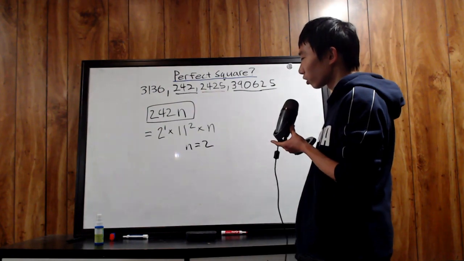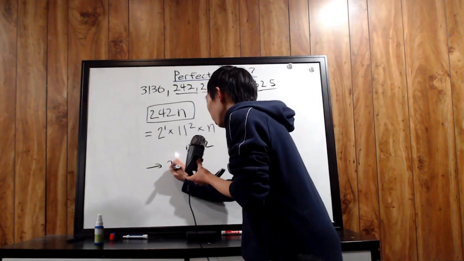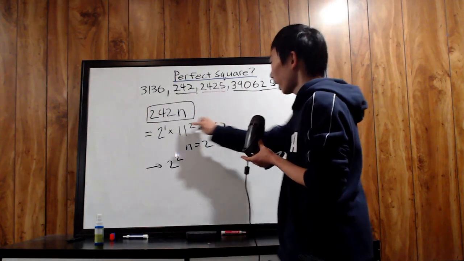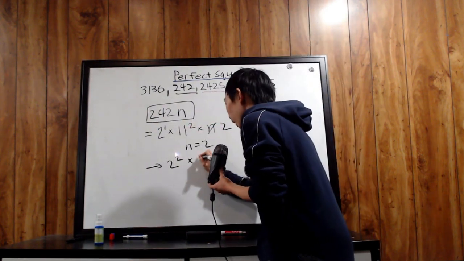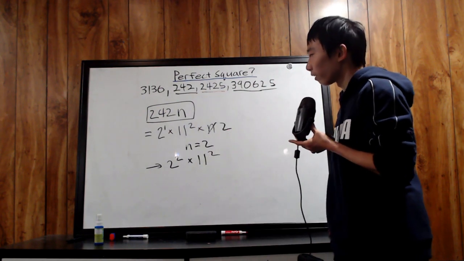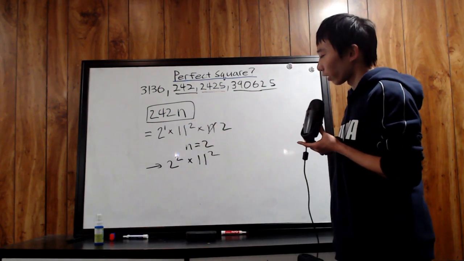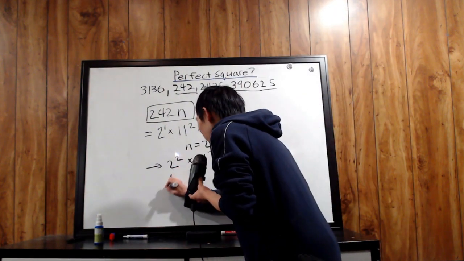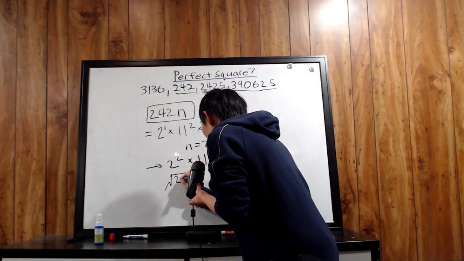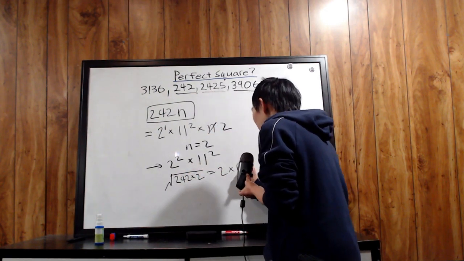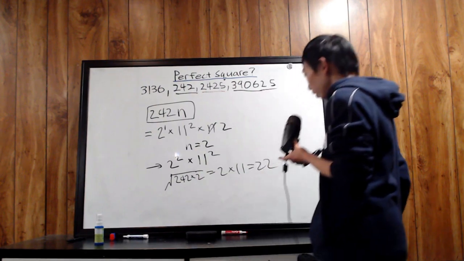So when n is equal to 2, you would get 2 to the 2, because using the law of exponents, you just add these exponents up. And then you have times 11 squared. This is the smallest possible value of n such that this is a perfect square. And notice, what is the square root of this number? The square root of 242 times 2 would be equal to 2 times 11, which equals 22.